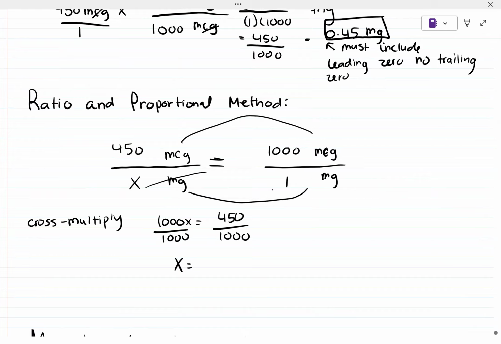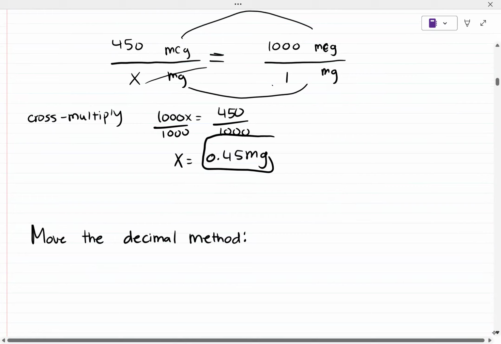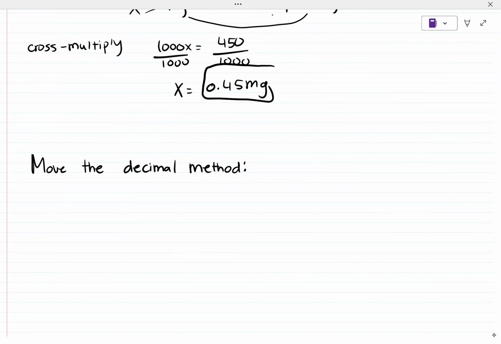So what's 450 divided by 1,000 is 0.45 mg. And that's it. And remember, always include this leading zero. Okay. Then let's move the decimal. Move the decimal method. So what you need to know is, are you going from larger to smaller?